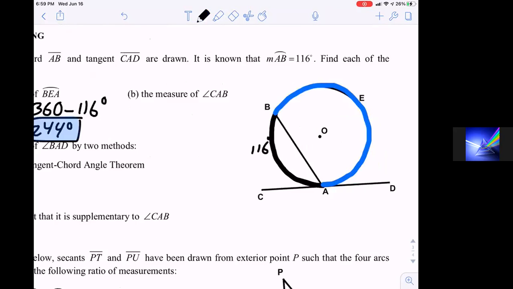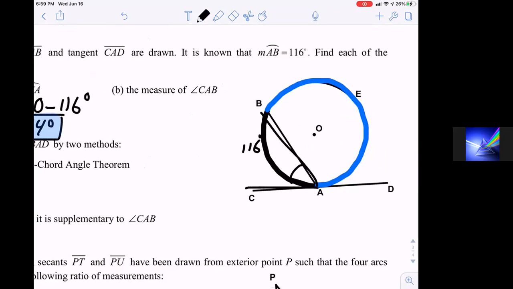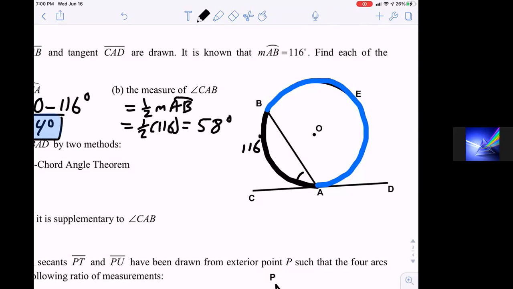What's the measure of this angle here, CAB, that angle right there? Well, the measure of this angle right here is going to be equal to half of the arc that it intercepts. The arc that this angle intercepts is going to be the black arc right there, AB. So it's going to be half the measure of AB, which we said was 116. So half of 116 is 58 degrees.